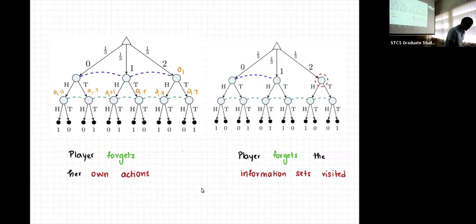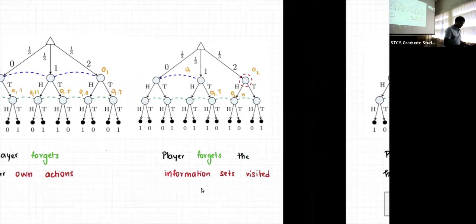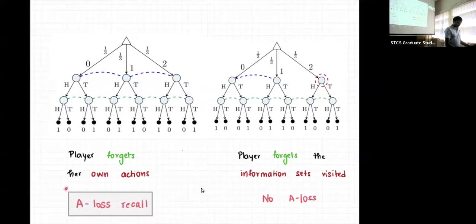So this is one kind. Whereas here, there is an O1.t, and I'll call this O1 and this O2.h. Both of them lie in the same information set. So we are going to make a distinction between these two. This one has already been given a name. It is called A-loss recall. This is the name that is there.